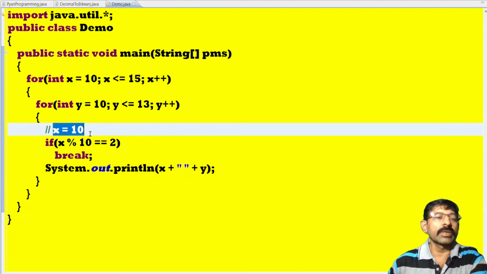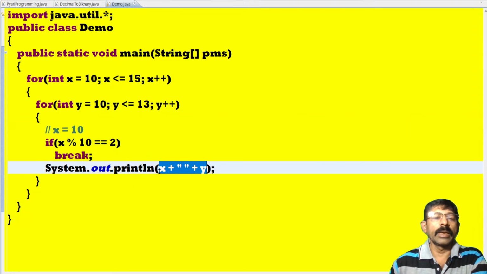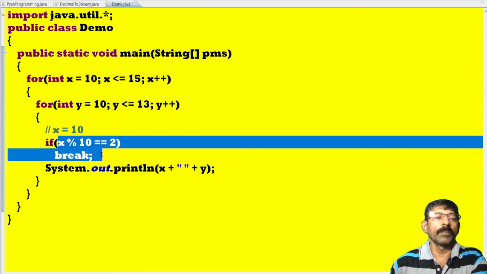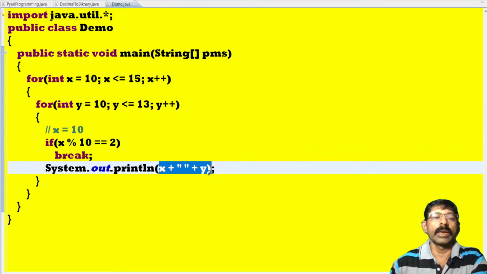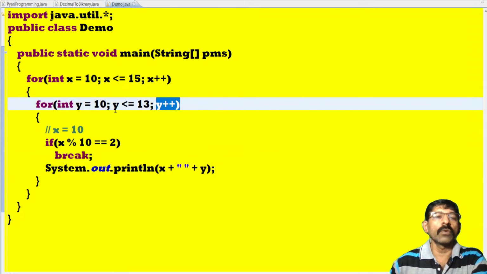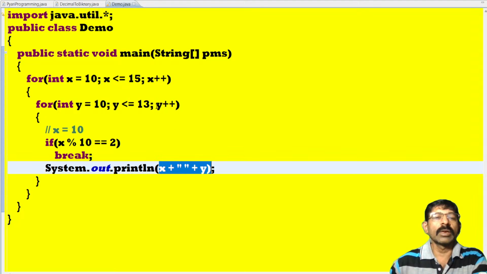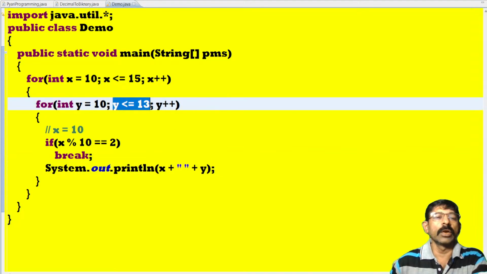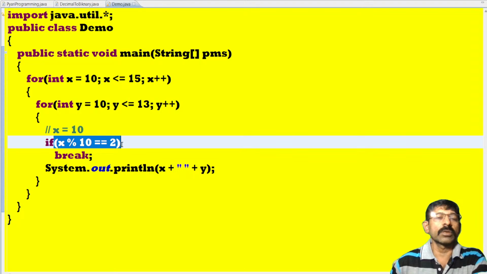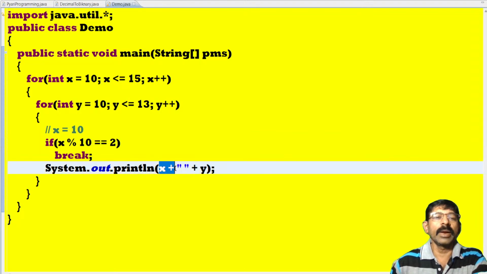X value is constant 10. So that's why it will display 10, 10, then 10, 11, because y value is 11, x value is 10, break will not execute. Next time it will be 12, 12 less than or equal to 13 true, x is 10, 10 modulo 10 equals 2 false, so it will display 10 and 12. Now it is 13, 13 less than or equal to 13 true. This is false because x is 10. So it will display 10 and 13. Now 14, it is false.